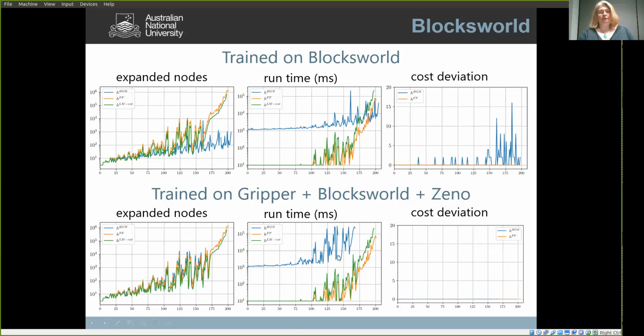The runtime is just as bad. The number of expanded nodes is starting to be quite similar to that of the other heuristics, but on the other hand, the plan length for the problems we can solve is optimal.